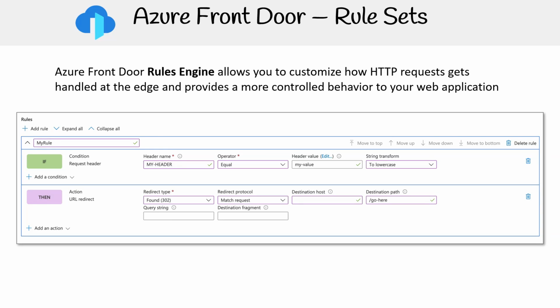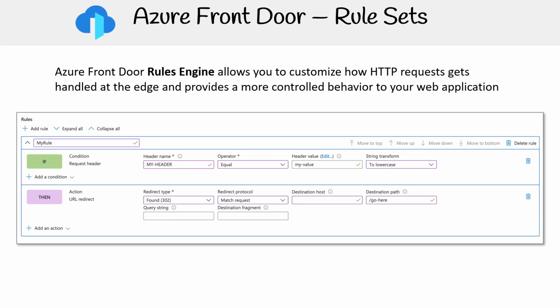Operator "equal" specifies the comparison type. Here, it checks if the header's value exactly matches the defined value. Header value: "my value", the value that "my header" should have to meet the condition. String transform to lowercase: before checking the value, it will convert the header's value to lowercase.